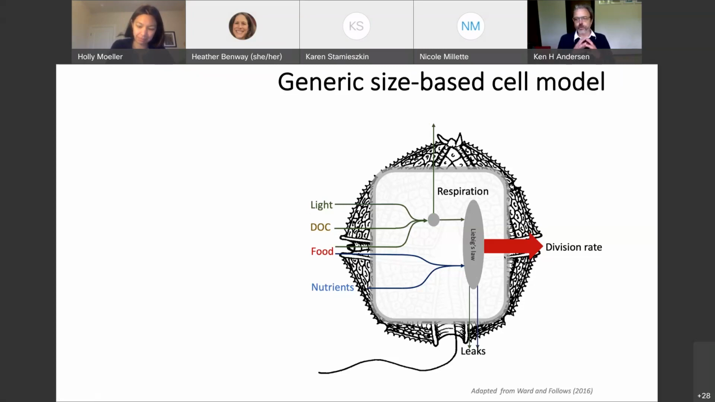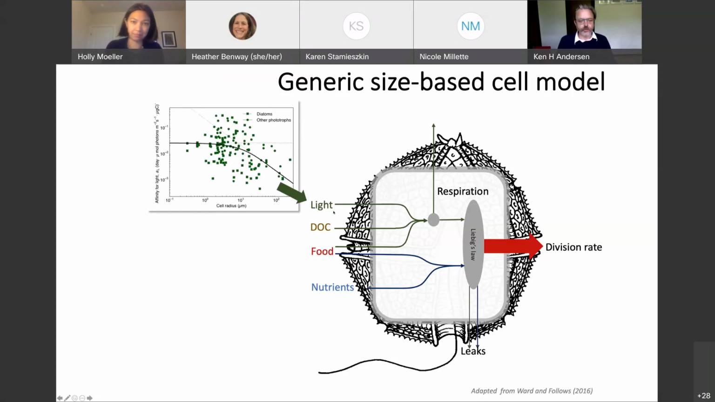Now, of course, cells vary a lot, and to be able to generalize that to the entire plankton system, I need to describe the differences between the cells. And what I want to do is to use just the size of the cell to describe them. That means I need to parameterize each of these uptake processes with respect to cell size. So we have the specific affinity for light as a function of the cell size or cell radius here.